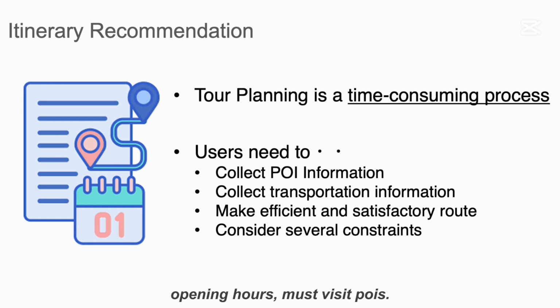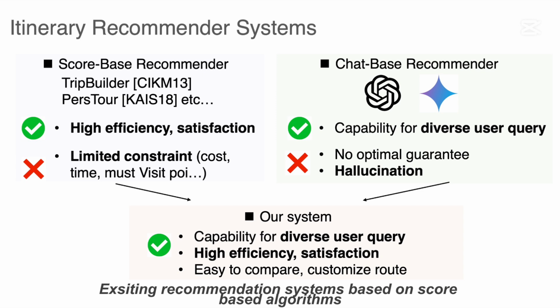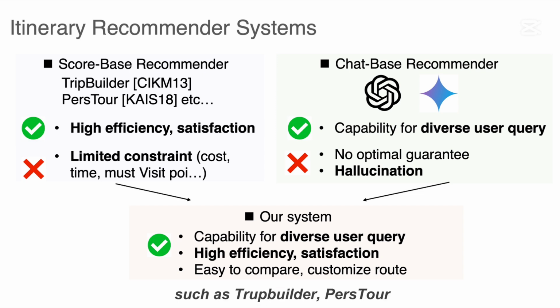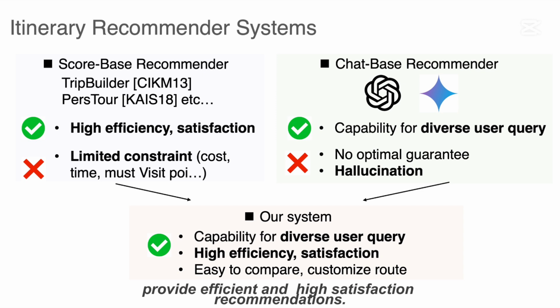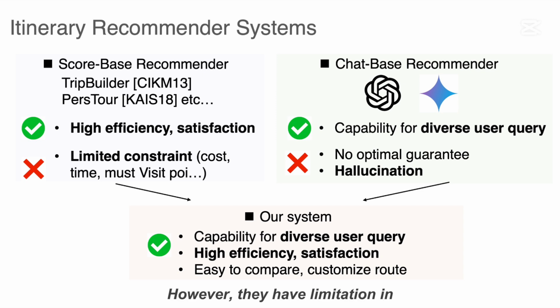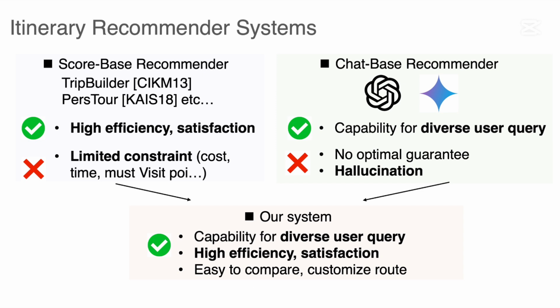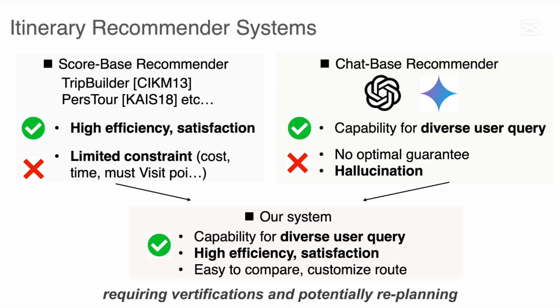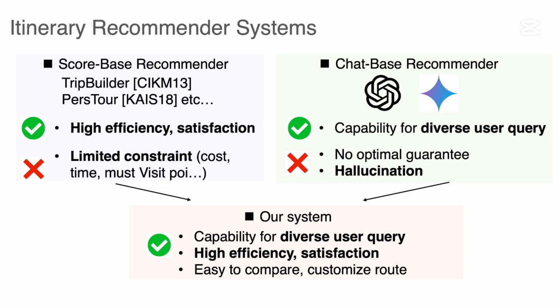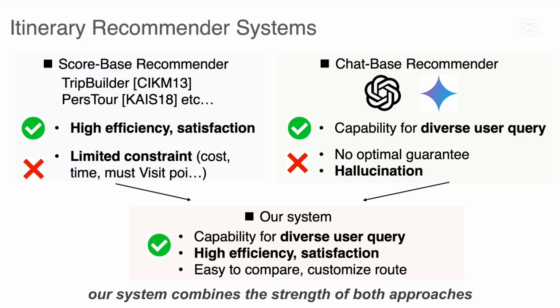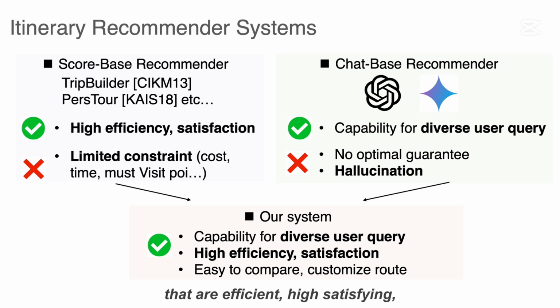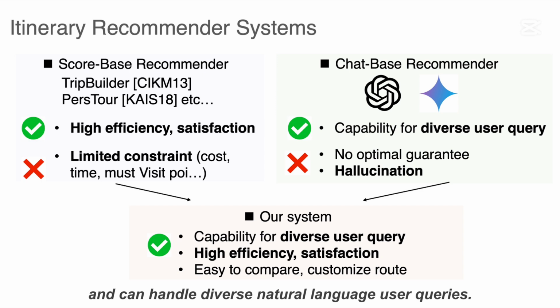must visit POIs. Existing recommendation systems based on score-based algorithms such as Trip Builder, Push-to provide efficient and high satisfaction recommendations. However, they have limitations in handling complex constraints made by natural language queries. On the other hand, chat-based recommender systems like ChatGPT can process diverse user conditions but lack guarantees for efficiency and satisfaction. Additionally, they may give hallucinations, requiring verifications and potential replanning. Our system combines the strengths of both approaches, offering recommendations that are efficient, highly satisfying, and can handle diverse natural language user queries.